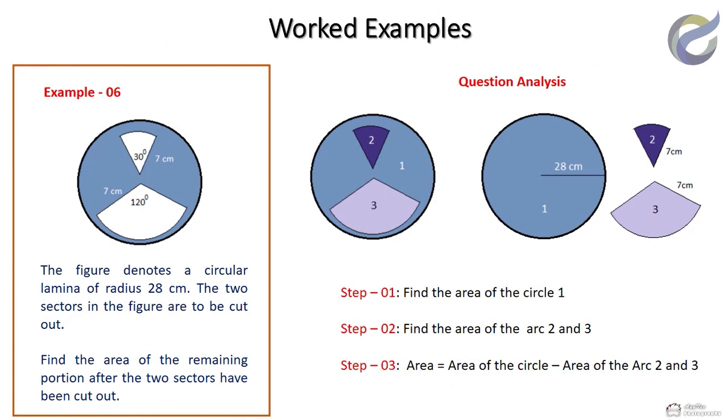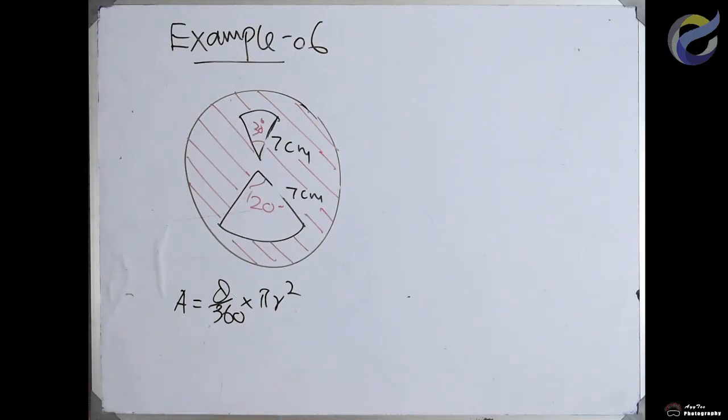In this example, they have given a circle and 2 sectors. One sector 30 degree, the other one is 120. We have to subtract these 2 sectors from the circle to find the area of the shaded region. Example number 6. In this diagram, the circle is 28 centimeter. There are 2 sectors, one 30 degree, other one is 120. They have removed these 2 sectors. So we have to find the shaded region.